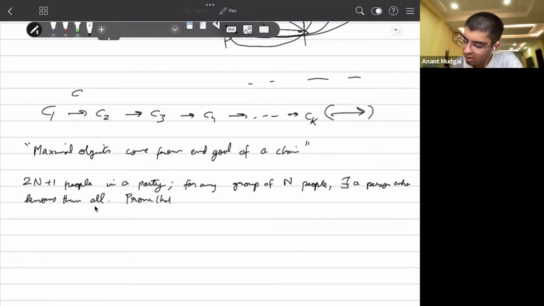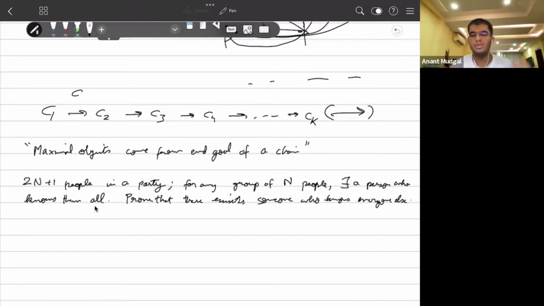Prove that there exists someone who knows everyone else. So a pretty standard kind of contest flow. So you have 2n plus 1 people in a party, and for any group of n people, there exists a person who knows all of them. So you have to prove that there exists someone who knows everyone else. And I think this is a good starting problem to see this kind of idea coming.